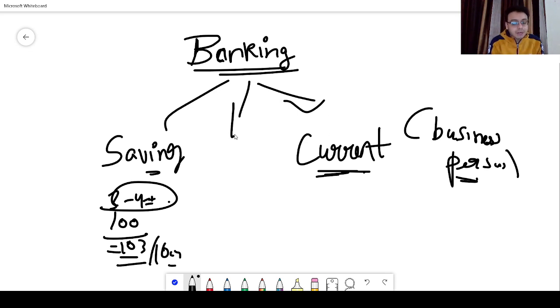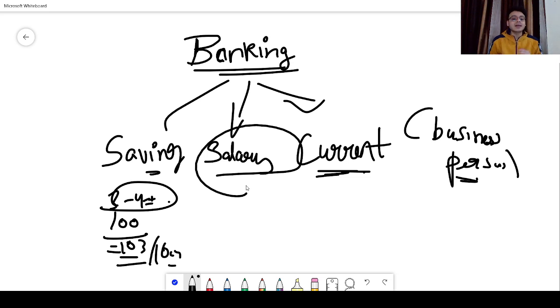And somewhere in between, you have your salary account. A salary account is something which is opened for those persons who get a regular salary. And this account opens with zero balance, because they ultimately know that some amount would be transferred into your bank every month. So they do not put any minimum balance here, and it can be opened even with zero balance.